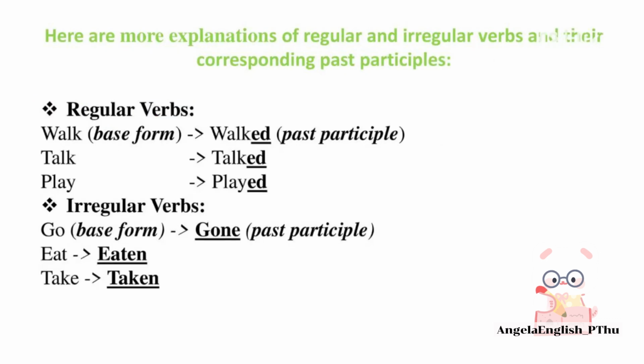Here are more explanations of regular and irregular verbs and their corresponding past participles. Regular verbs: walk, base form, walked, past participle; talk, talked; play, played. Irregular verbs: go, base form, gone, past participle; eat, eaten; take, taken.